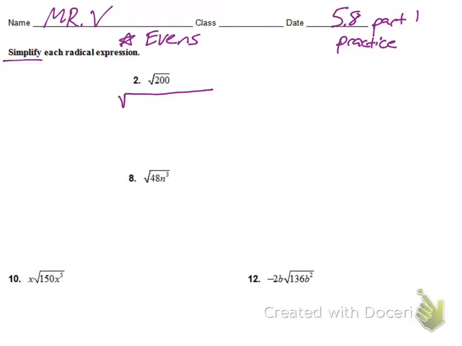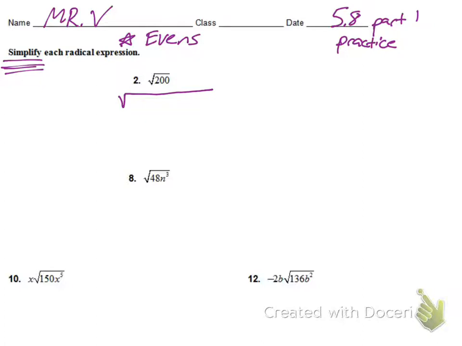This is the 5.8 part 1 practice. I'm going to do the evens. This first part, what you want to do is simplify each radical expression. Now how we do that is you want to break down what's inside this radical.